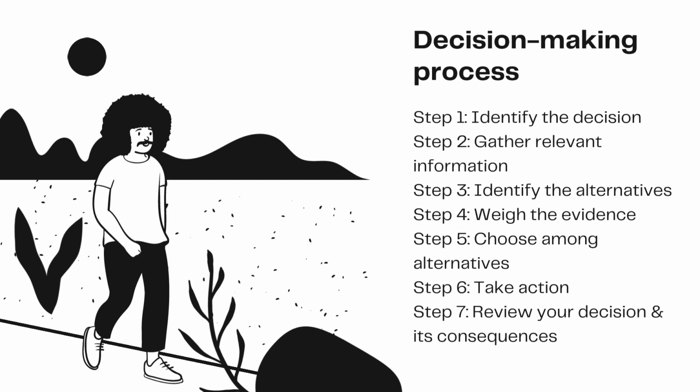This is the decision-making process. Step 1 is you identify the decision. Step 2, you gather relevant information in relation to the problem. Step 3, identify the alternatives. If you have only to choose between two, what other options are available for you? Step 4, weigh the evidence. Which of the options result to which? Step 5, choose among the alternatives. Step 6, you decide. And step 7, review your decision and its consequences.